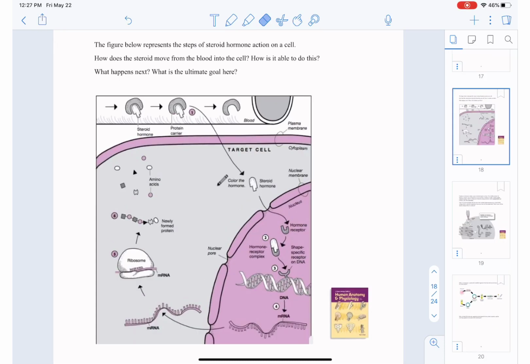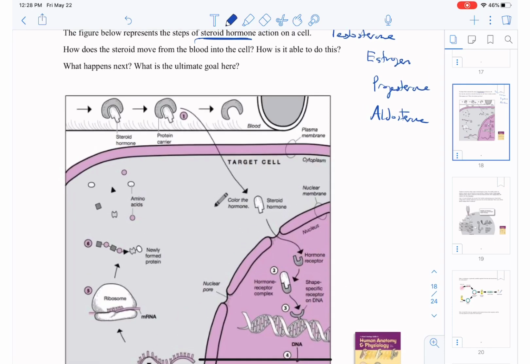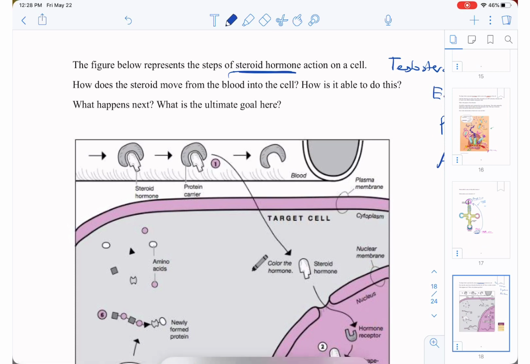And a really good example of when we see gene expression at work is when we talk about the actions of steroid hormones, the mechanisms that steroid hormones have on their target cells. So first off, what are some examples of steroid hormones? Testosterone, estrogen, progesterone, aldosterone. These are all examples of steroid hormones. And steroid hormones are produced by endocrine cells. They're produced by cells of the body. And then those steroids travel through the blood to reach distant target cells. So here we have a steroid hormone.